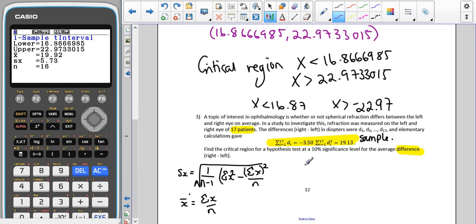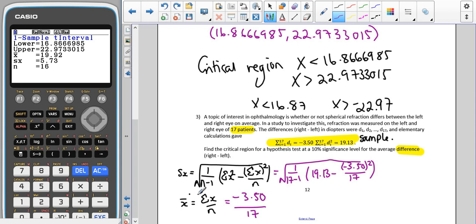So, in terms of the information that we have here, our Sx becomes the square root of 1 over 17 minus 1, times, sorry I missed off a bracket there, times the sum of x squared, so the sum of d squared, which is 19.13, minus the sum of x all squared, so that's minus 3.50 squared, divided by n, which is 17. And for our mean, we are going to have the sum of x, so the sum of our d's, which is minus 3.50, divided by n, which is 17.